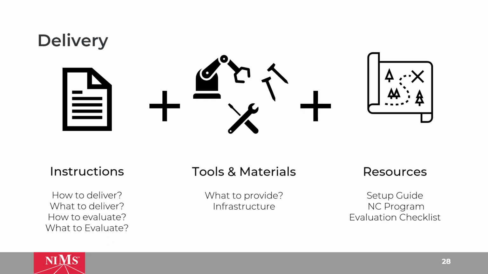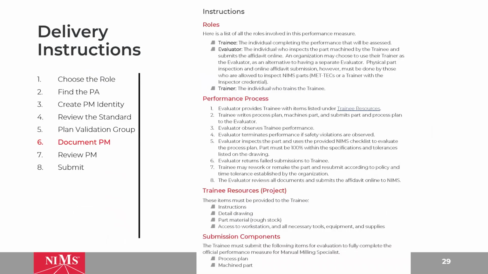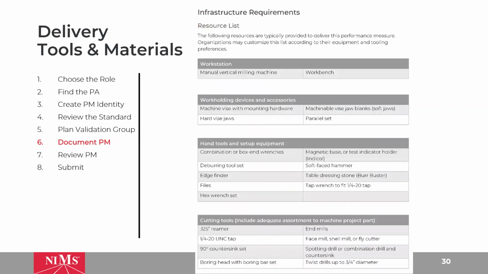So this is an example of instructions for delivery for manual milling specialist. And this is the infrastructure list. These are the list of tools and materials that they need to provide. There's a workstation, work holding devices and accessories, hand tools, equipment, cutting tools. There's more, but I only attached the first page.